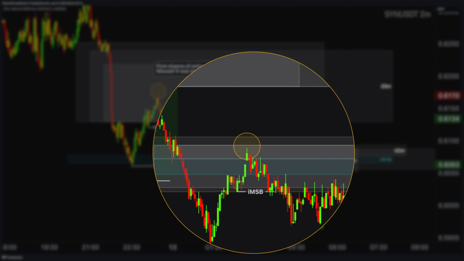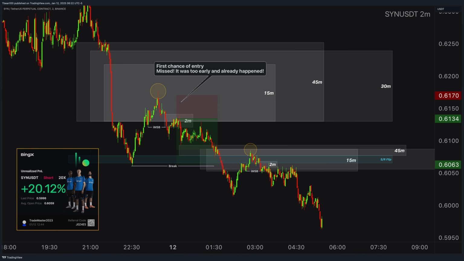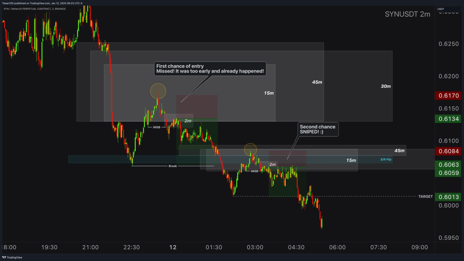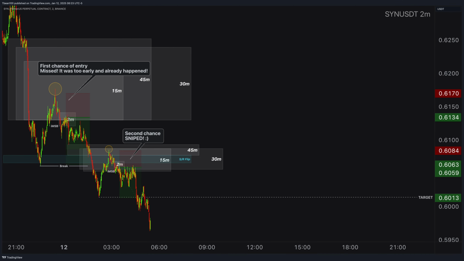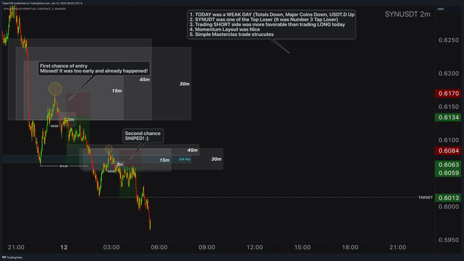Later on, notice what happens. Exact same price action. Inner structure break followed by a 2-minute inner imbalance. This was your second chance of entry. It was 100% the same trade as the first trade. It was a repetitive pattern, as you can see. A sniper location.